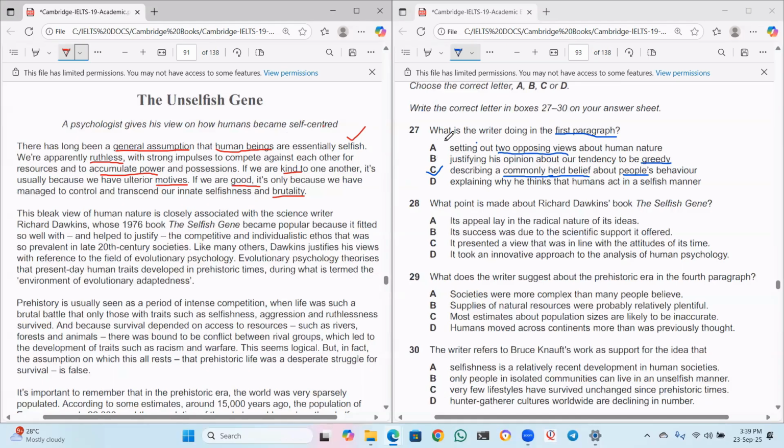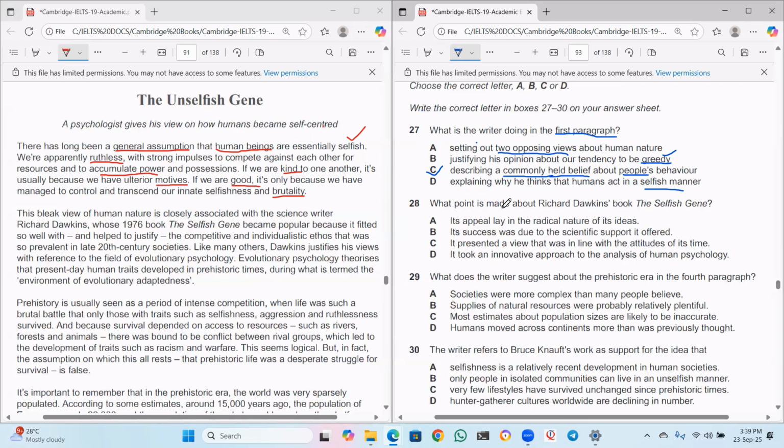There's only one view. Okay. Then justifying his opinion about our tendency to be greedy. No, he is not talking about greediness only. He is talking about other things, kindness and goodness also. So explaining why he thinks that humans act in a selfish manner. No, not only in a selfish manner, he's supporting other views as well. Okay. So 27 C is extremely close to what we are looking for. Okay. Yes. Then next one.